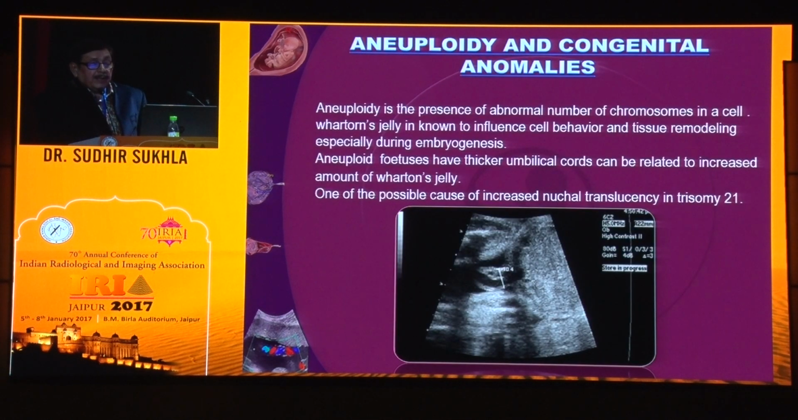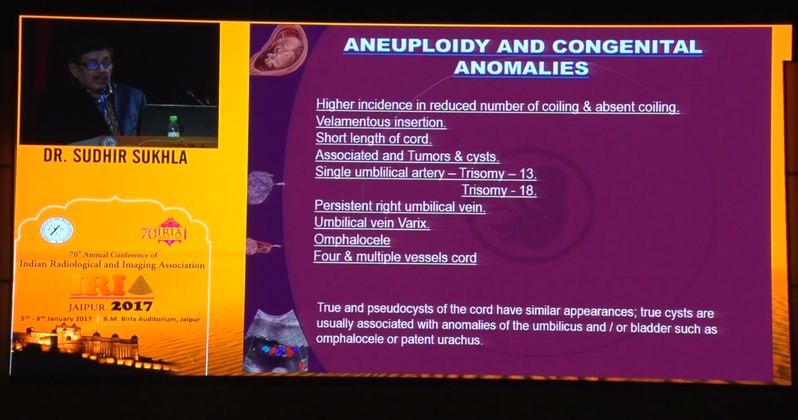Then aneuploidy and congenital anomalies. Aneuploidy, you all know, is the presence of an abnormal number of chromosomes. And Wharton's jelly plays a role. An aneuploid fetus has a thicker umbilical cord. You are seeing here the result related to an increased amount of jelly. It is one of the possible causes of increased nuchal translucence in trisomy 21.